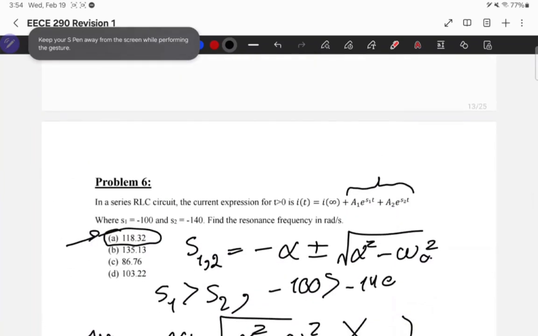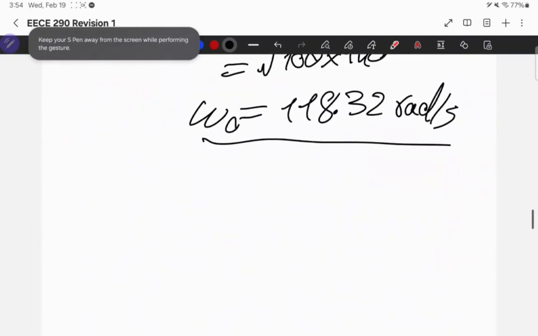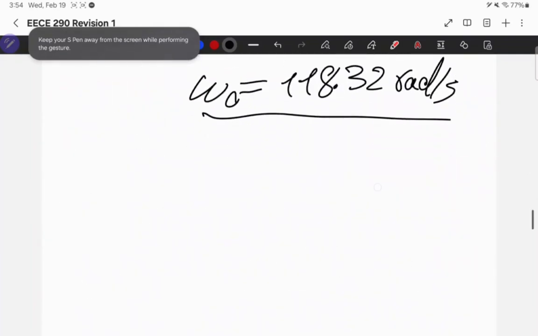So we have two methods, either to add the system of equations or multiply them. We get the same answer basically. And solve using whatever method you like.